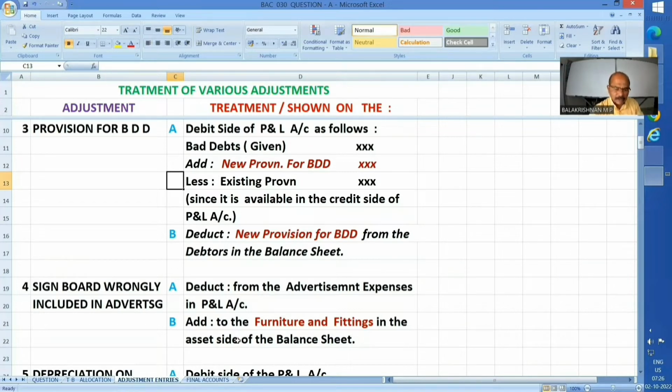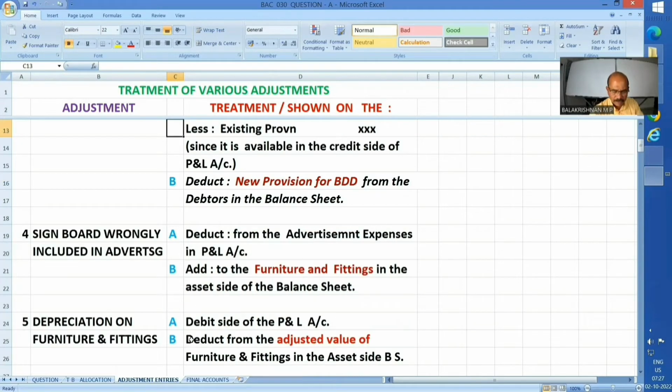Okay. So furniture and fittings, some amount must already have been given. So to that you should add it. The amount should go up now. The new value of the furniture and fittings will be different from whatever has been given in the trial balance. So both the aspects have been taken care of, right?